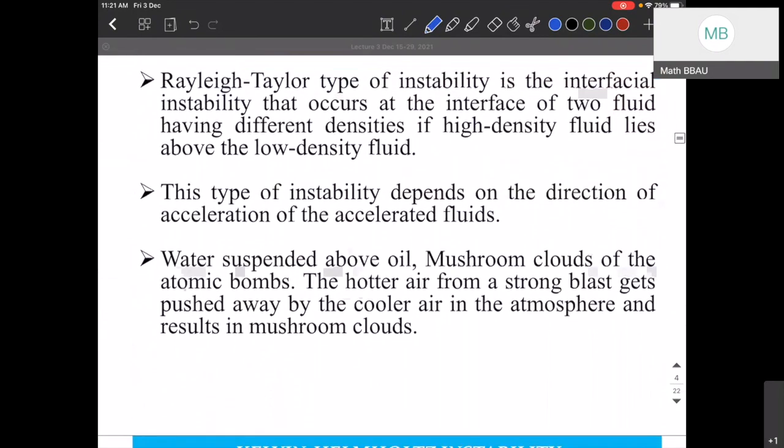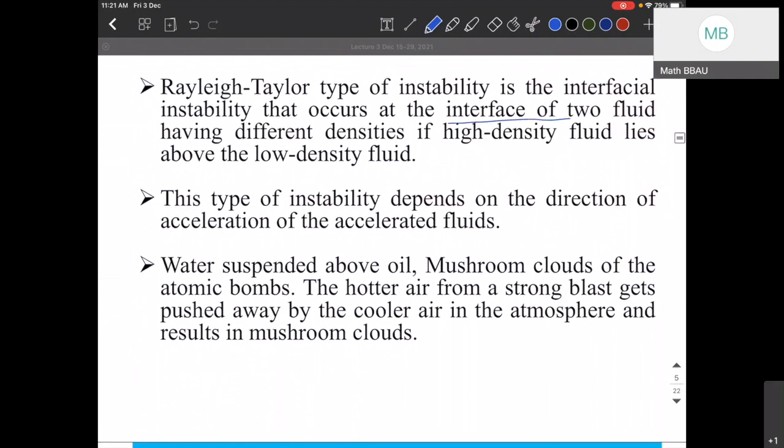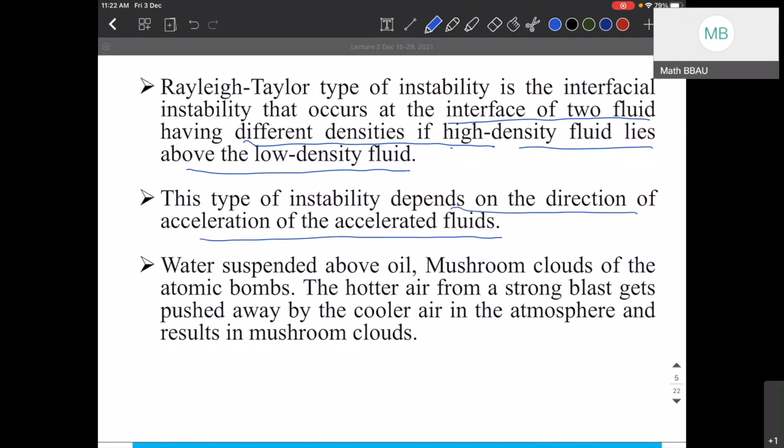So the Rayleigh-Taylor instability is the interfacial instability that occurs at the interface of two fluids having different densities, if the high density fluid lies above the low density fluid, meaning the arrangement is top heavy. Remember, the fluids should be at rest or moving with the same velocity. The type of instability depends on the direction of acceleration of the accelerated fluids. Examples are water suspended above oil and mushroom clouds of atomic bombs. The hotter air from a strong blast gets pushed away by the cooler air in the atmosphere and this results in mushroom clouds. These are examples of Rayleigh-Taylor instability.